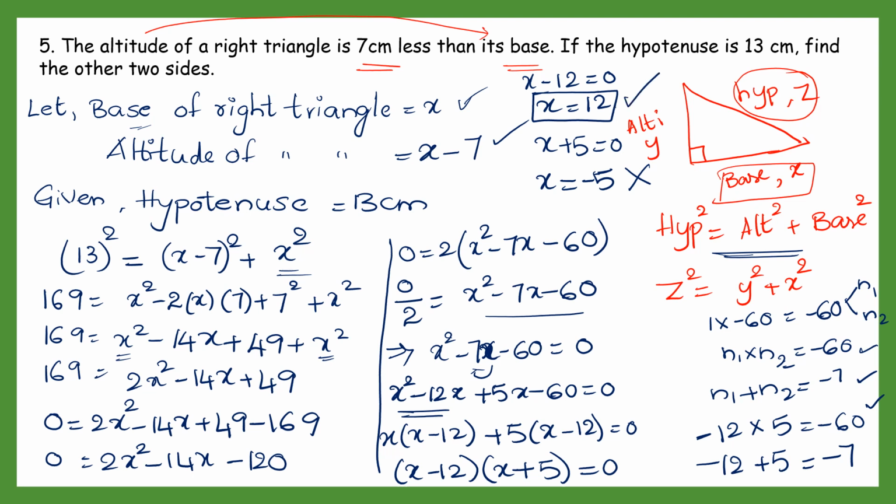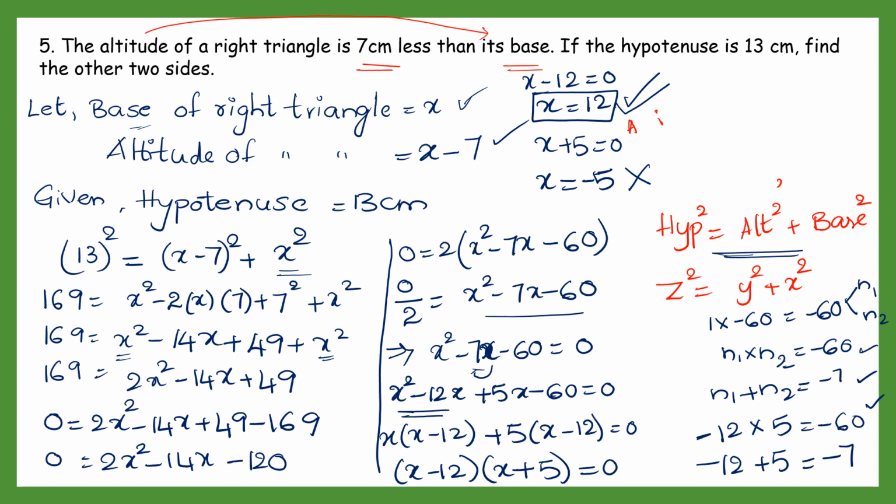So the base of the right triangle will be 12 centimeters. So altitude is what? Altitude is x minus 7. So altitude will be what? x minus 7 means 12 minus 7. 12 minus 6 is 6. One more you should subtract, you get 5 centimeters. So the altitude of the right angle triangle is 5 centimeters. The base will be 12 centimeters. This is the answer. Base is 12 centimeters. Altitude is 5 centimeters.